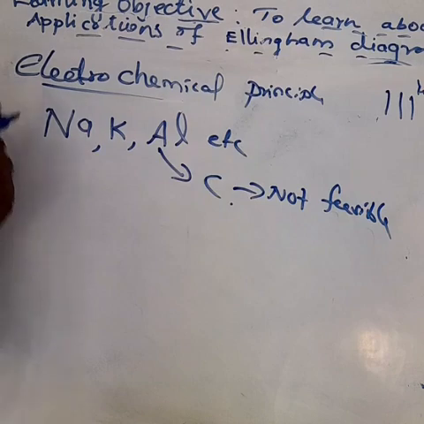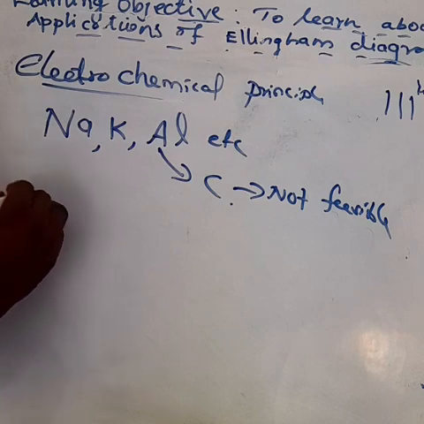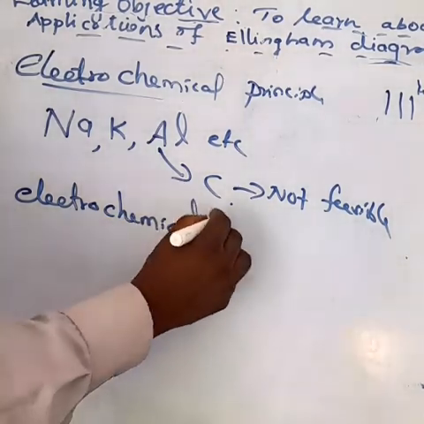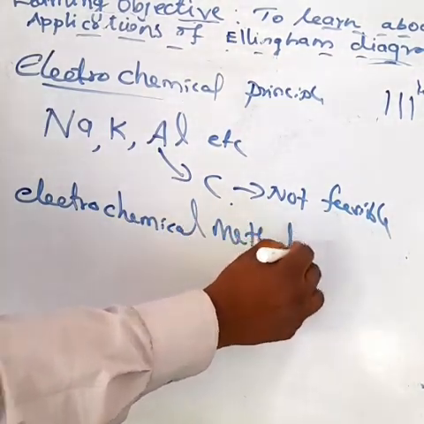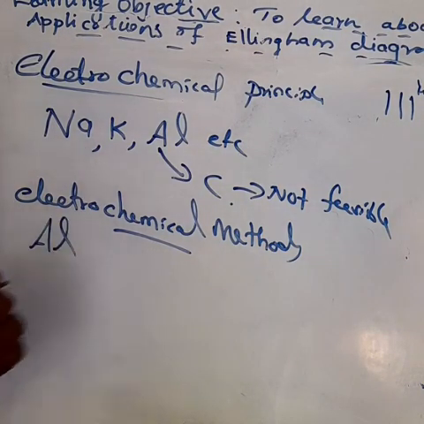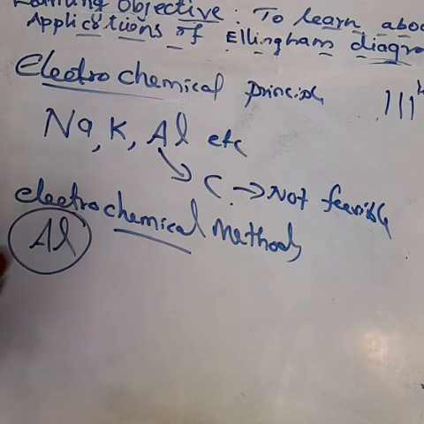Such metals are extracted from their ores by using the electrochemical method. Some metals, for example aluminum, are also extracted based on electrochemical extraction. The extraction of aluminum is called the Hall-Héroult process.